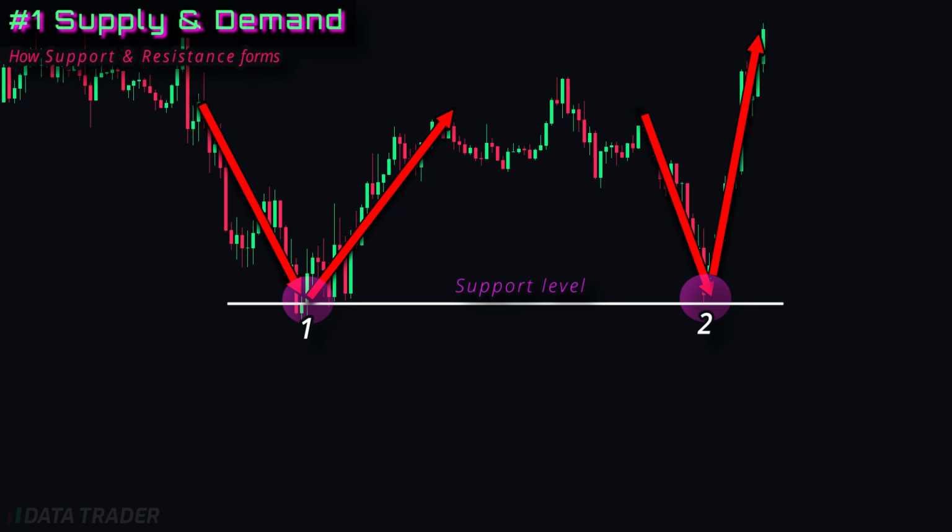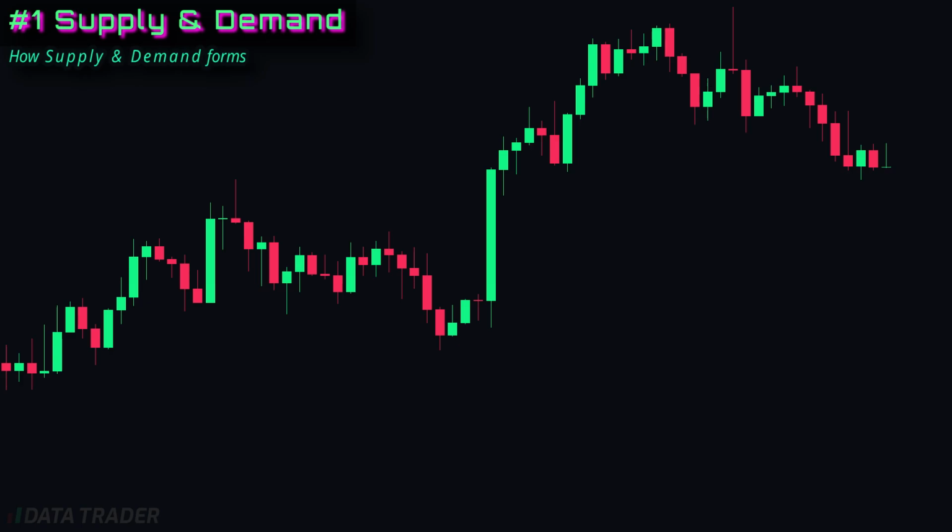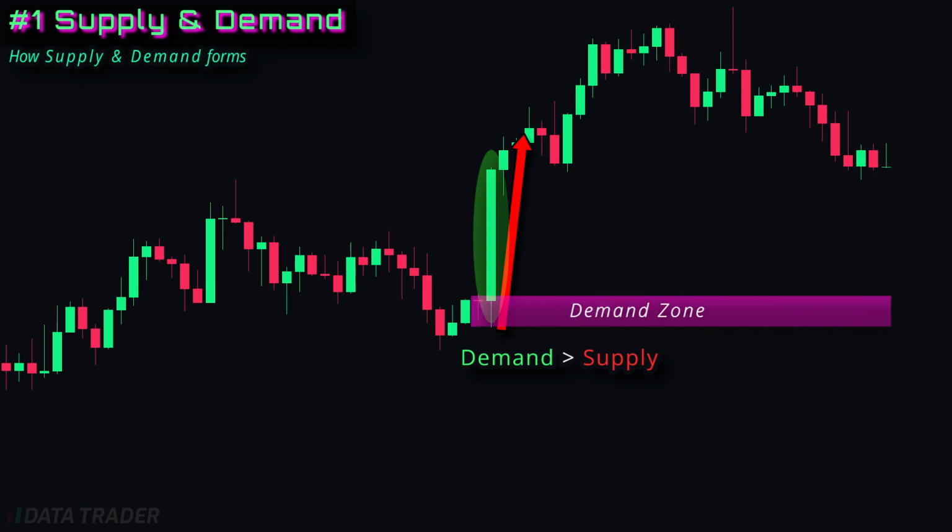Now, let's compare that to how supply and demand levels form. In this chart, we can see that price went up, as shown by this big green candle, indicating that there's liquidity coming in at this level and that demand exceeds supply. Because of this alone, we can draw a demand zone at this level. And that's it. It's that simple.